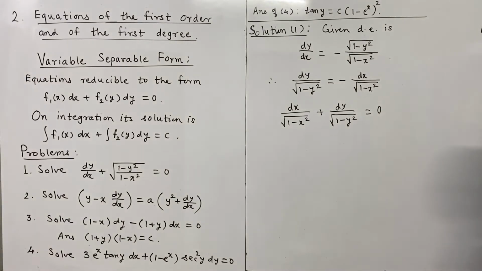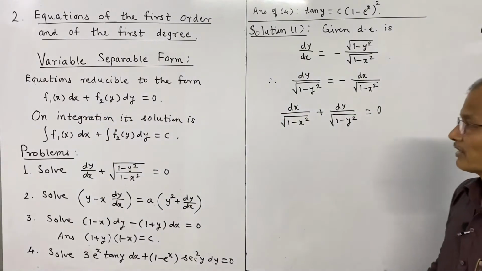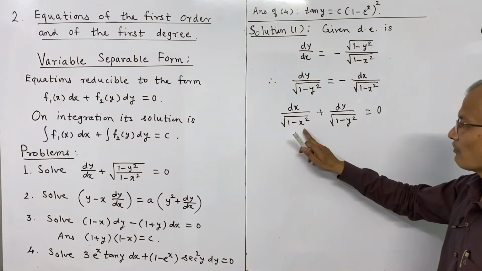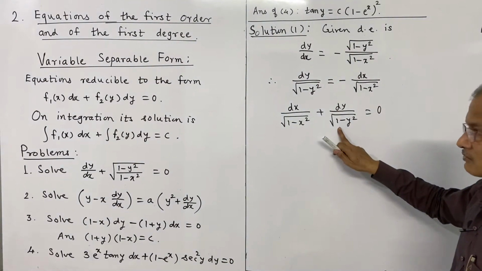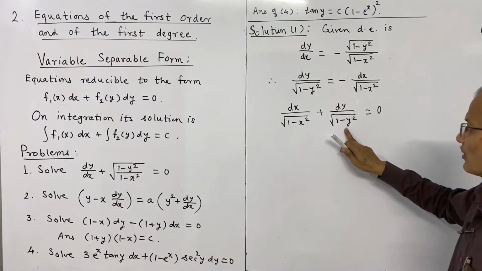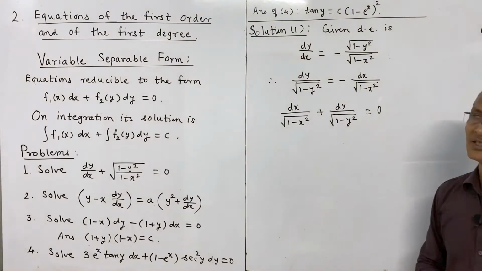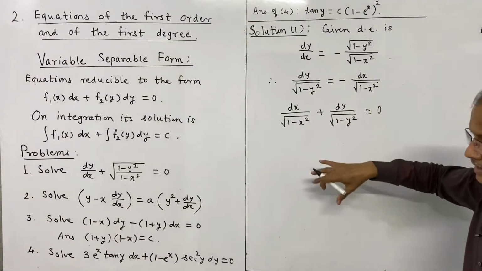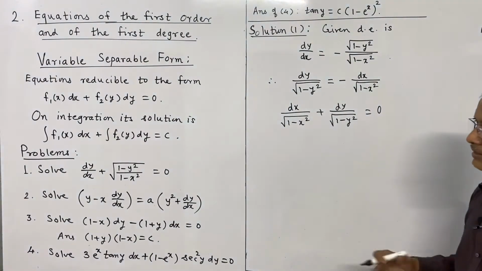Now you see this is in the separable form. What is f1? 1 upon root of 1 minus x square into dx, plus f2 of y, what is f2? 1 upon root of 1 minus y square into dy. So thus we have separated the variables. That is important in this type of examples. So we have to recognize the type and then use the method accordingly.